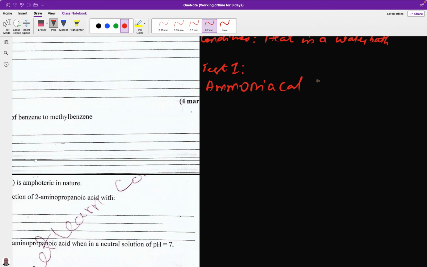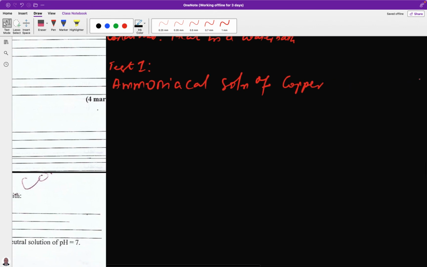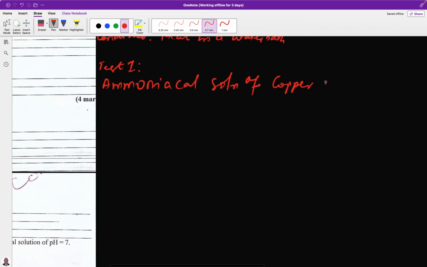Ammoniacal solution of copper 1 chloride. Then test 2. There's another one. If you don't use that one, you can still use test 2. Test 2 is that you can use ammoniacal solution of silver nitrate.